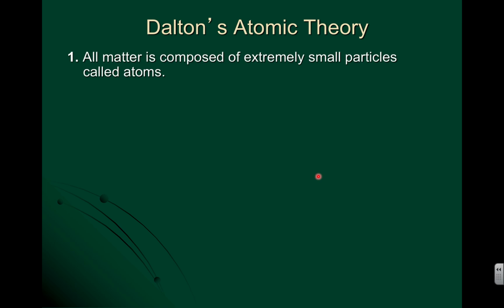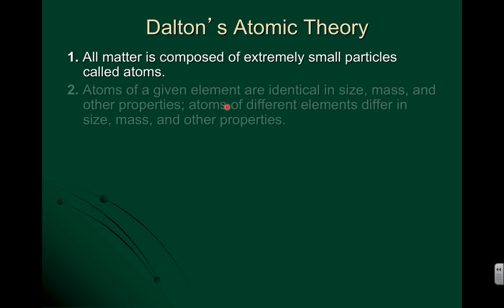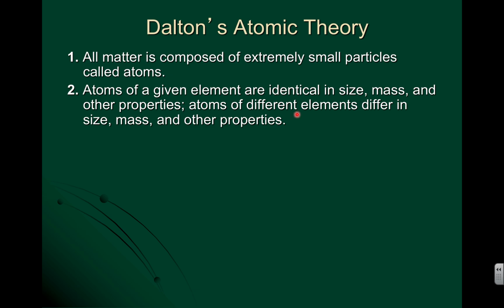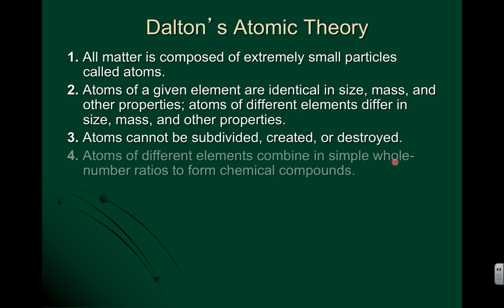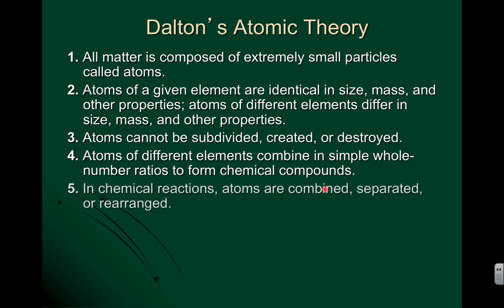The first one is that all matter is composed of extremely small particles called atoms. Atoms of a given element are identical in size, mass, and other properties. Atoms of different elements differ in size, mass, and other properties. Atoms cannot be subdivided, created, or destroyed. Atoms of different elements combine in simple whole number ratios to form chemical compounds. And in chemical reactions, atoms are combined, separated, or rearranged. So he came up with 5 statements that he believed were true.